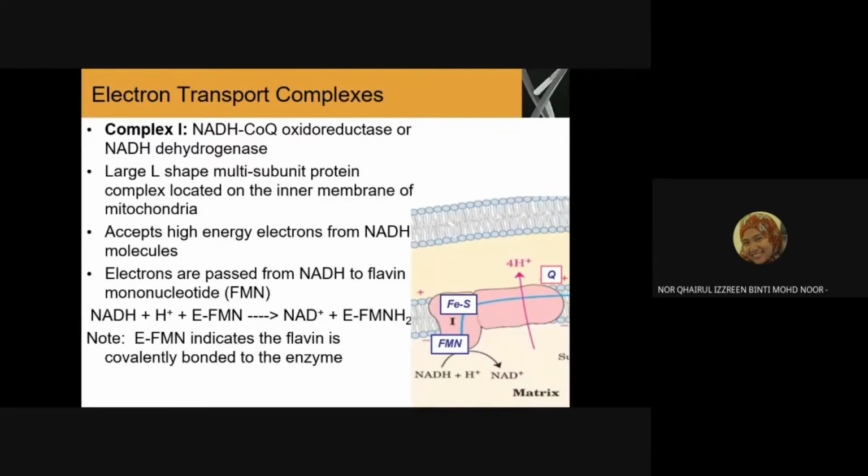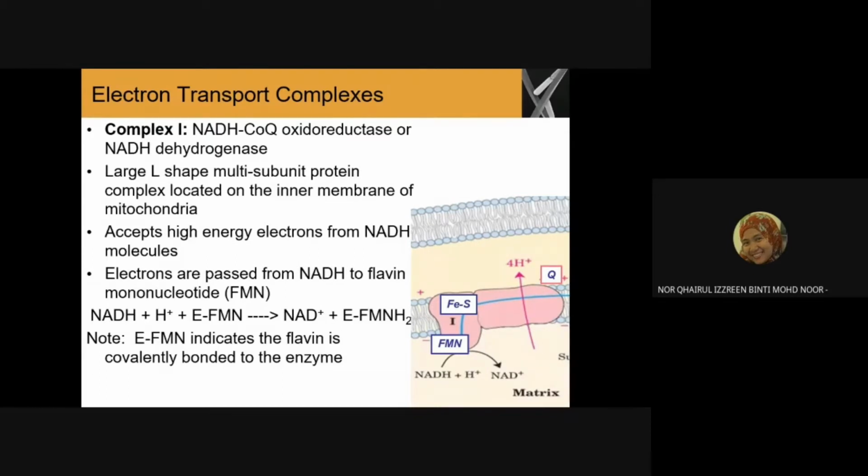From the figure here, you can see it is an L-shaped multi-subunit protein, vertical and horizontal. The vertical part moves towards the matrix of the mitochondria, and the horizontal part is embedded in the inner mitochondrial membrane. So this large L-shaped multi-subunit protein is located on the inner membrane of mitochondria, slightly embedded in the matrix.